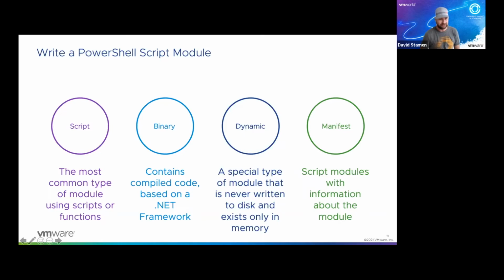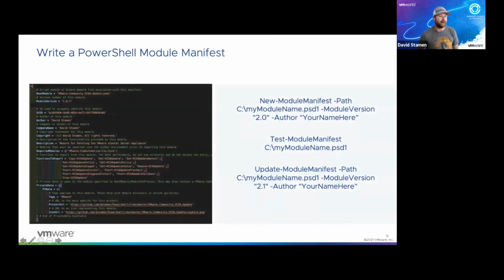Microsoft has made it very easy when we are building a manifest. We could create it manually, but they have two commandlets that make it really easy. We can create a new module manifest, pass in the path to your file, and then pass in each one of those parameters. What it's then going to do is build that manifest for you.